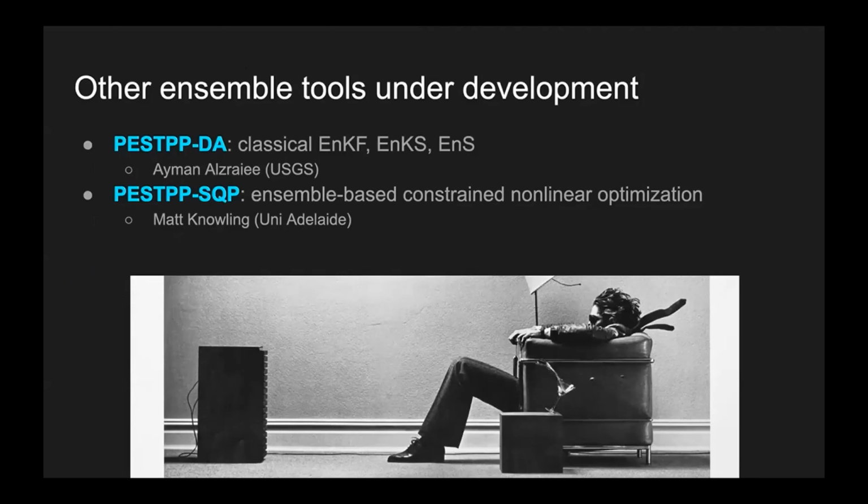There's a couple of other ensemble tools under development currently that I want to acknowledge. One of those is a data assimilation tool that implements the classical Kalman filter, Kalman smoother, and smoother, and that's being headed up by Ayman Alziri, and also a sequential quadratic programming tool that uses ensembles to approximate the relationship between decision variables and objectives for nonlinear constrained optimization, and that's being headed up by Matt Noling. I'm very excited about both these tools. Look for them to be released in the near future.